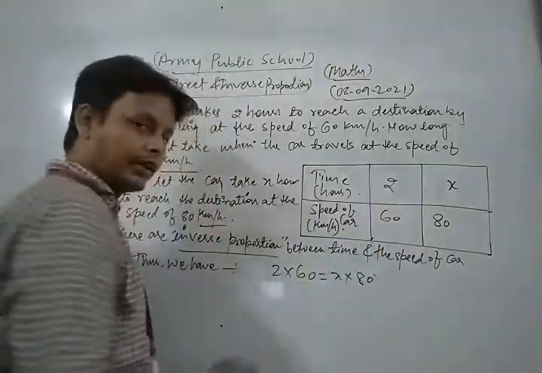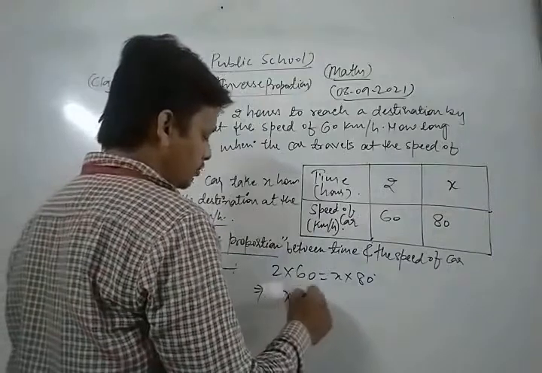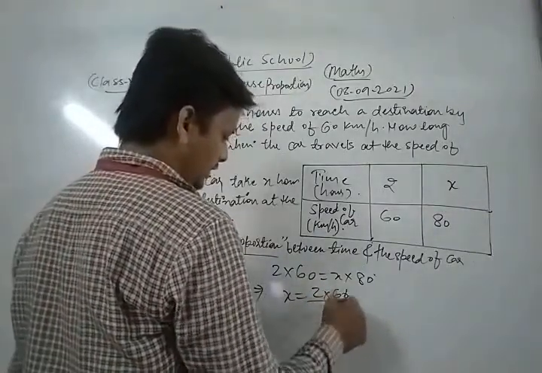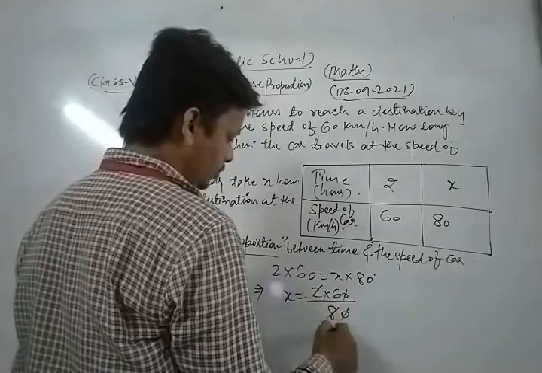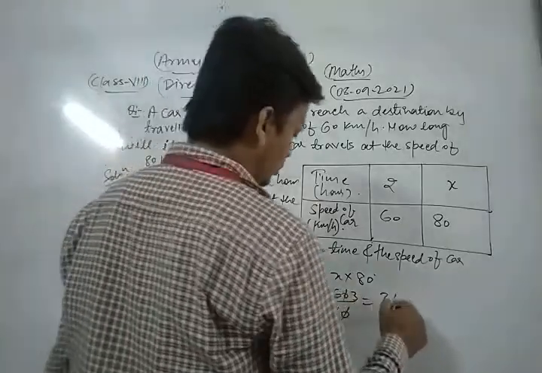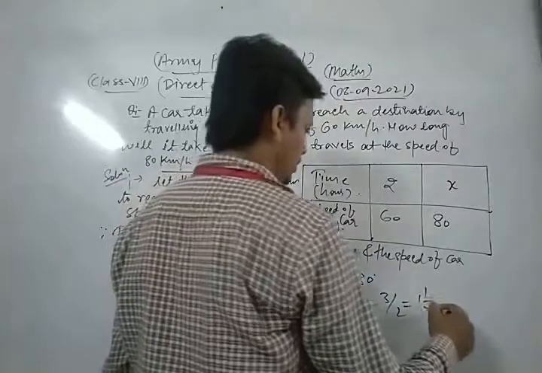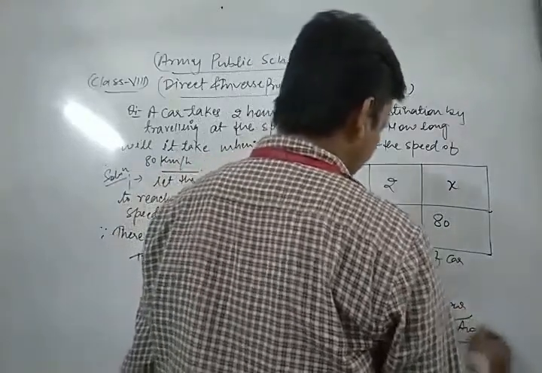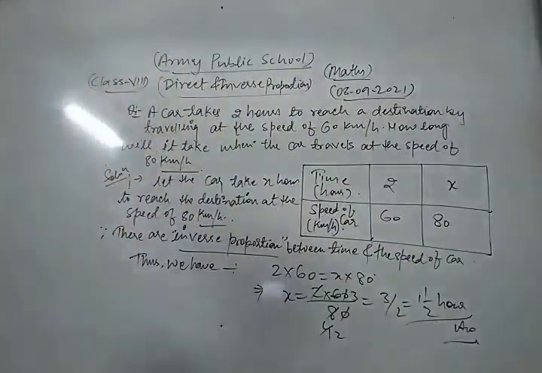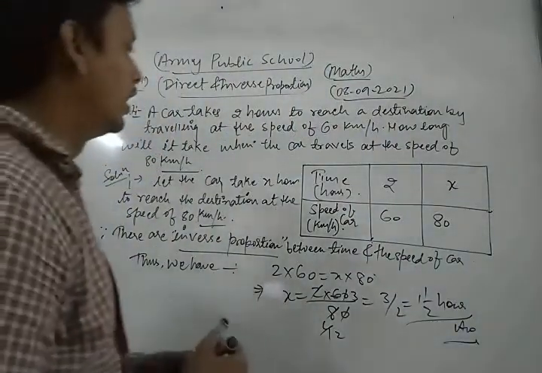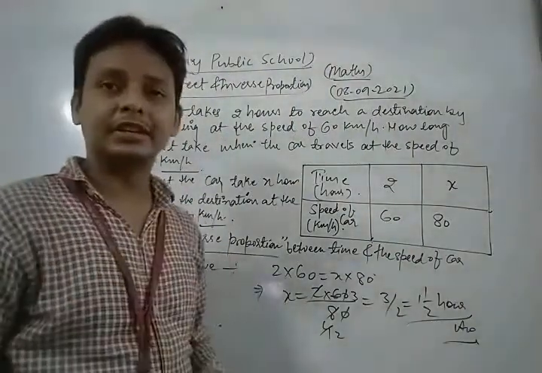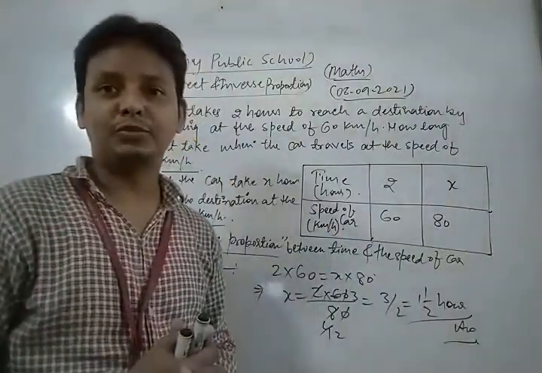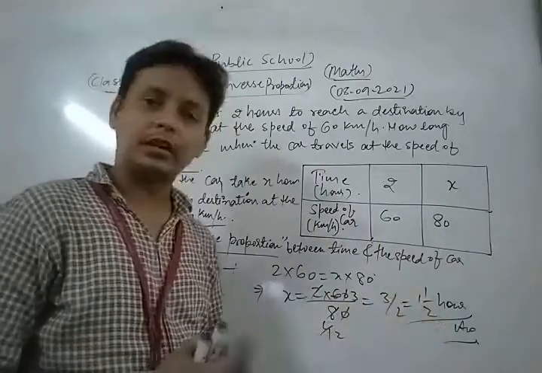Now we just simplify them. So we get x is equal to 2 into 60 upon 80. You cancel here: 2 4s are 8, 2 2s are 4, 2 3s are 6. So 3 by 2 hours, or 1.5 hours. Okay. So that car takes 1.5 hours to complete the destination when its speed is 80 kilometer per hour. So dear students, this is the required solution.